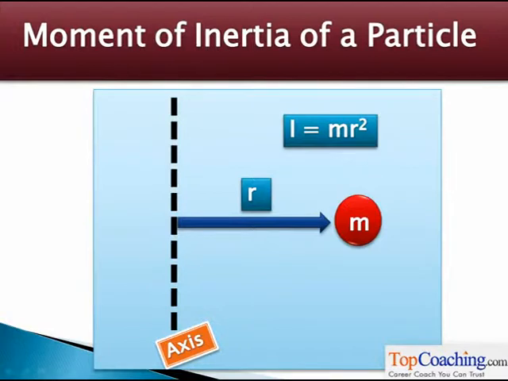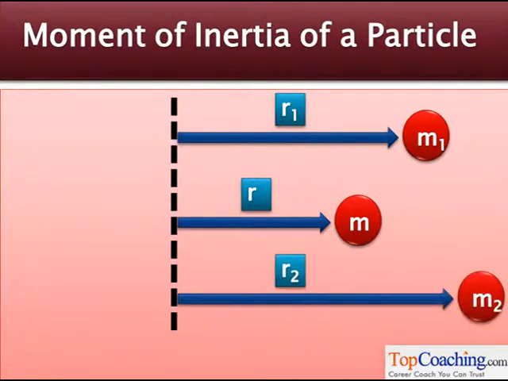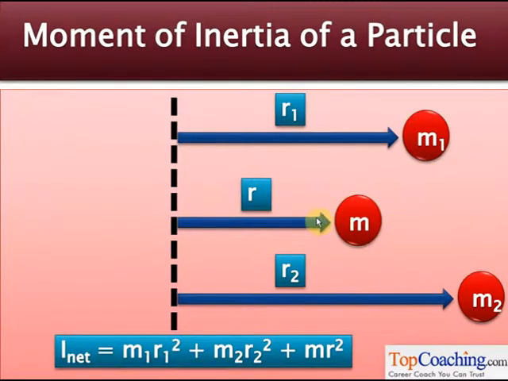This is something you must remember. If you have many particles rotating about the same axis, then the net moment of inertia of the system is the sum of the individual moments of inertia. So the net moment of inertia of this system, consisting of three particles m, m1 and m2, is m1r1 square plus m2r2 square plus mr square. Understood? And this moment of inertia represents the net resistance offered by this system to rotation.